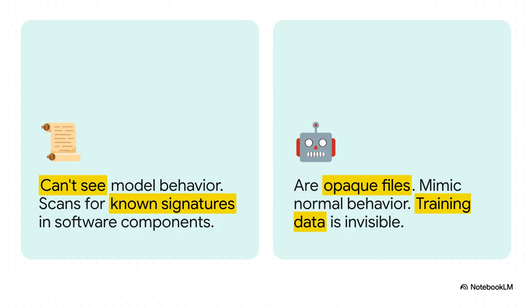Think about something like a software bill of materials, an SBOM. It's great at listing ingredients, but to an SBOM, an AI model is just one big black box. It has no idea what's inside. Your antivirus is looking for known bad guys, but these models are designed to look like the good guys. And the biggest problem? None of these tools can see the training data, which is like trying to solve a crime without ever looking at the evidence.